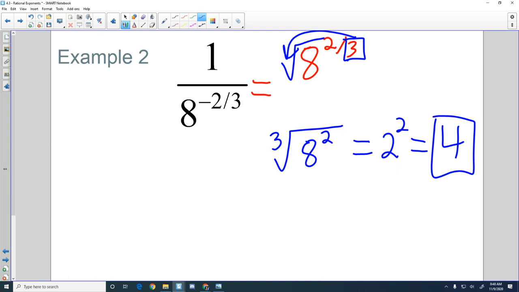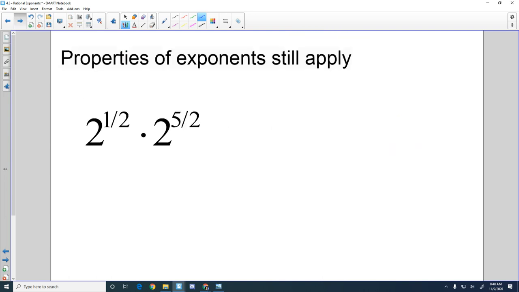Is that insane that 1 over 8 to the negative 2/3, which looks insane, is actually just a 4? Math, right? It's crazy. But you could do so much with it. I know you don't see it yet, but trust me, we're training your brain. Questions on any of the steps I did here? Coolio.